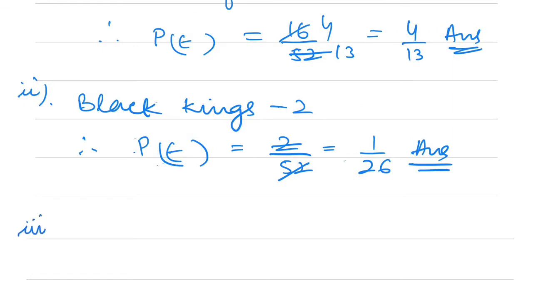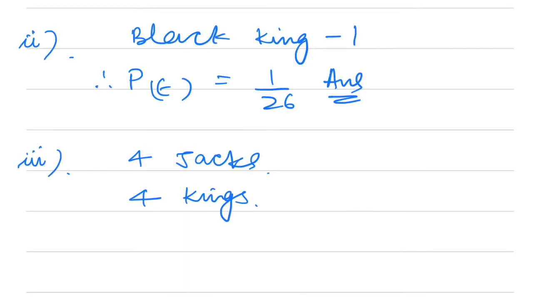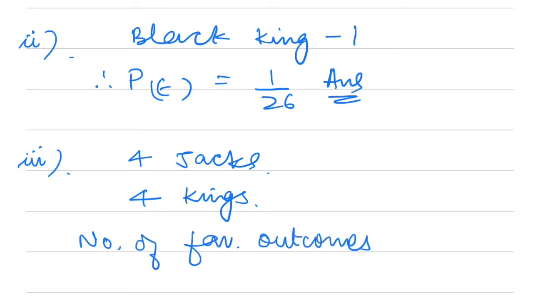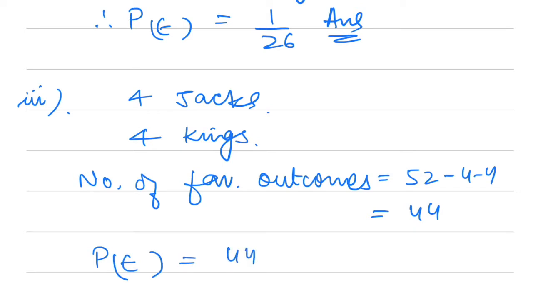Third part, neither jack nor a king. So there are 4 jacks and there are 4 kings. So number of favorable outcomes will be equal to 52 minus 4 minus 4. So this is equal to 44. So probability of this event is equal to 44 by 52. So we have 11 and 13. So 11 by 13 is the answer.